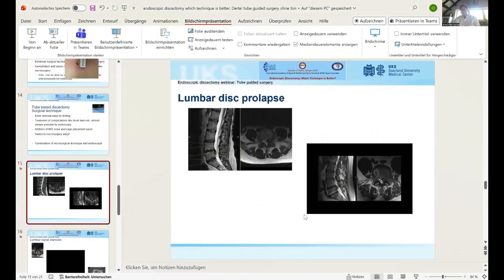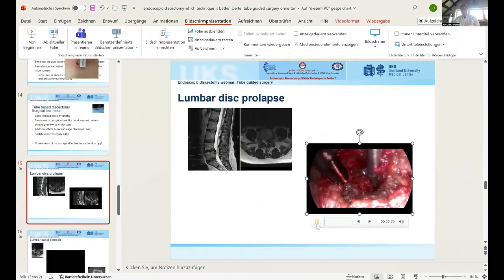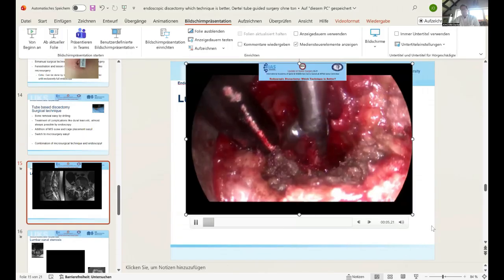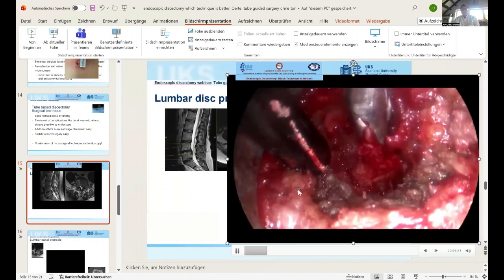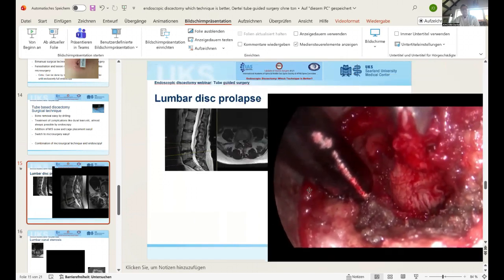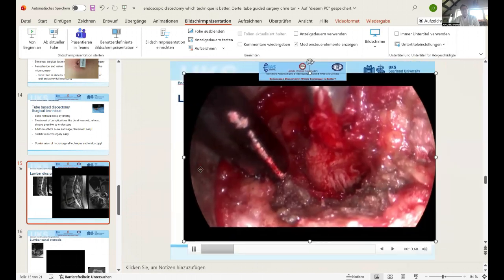So how does this look? What does it look like? I can give you maybe a large example here of the discectomy. You see, this is a patient here with a migrated L4, L5 left side. And I will start it again.